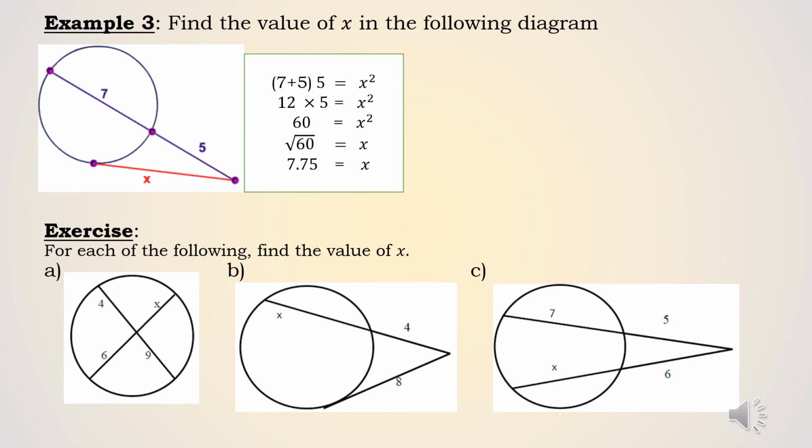Simplifying that will give us 7 plus 5 is 12 times 5 is equal to x squared. 12 times 5 gives us 60, that is equal to x squared. Now to solve for x, we have to take the square root on both sides. So x is equal to root of 60, or if you wish to give the answer as a decimal, that would be 7.75.